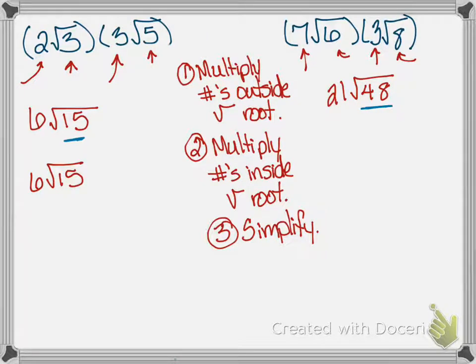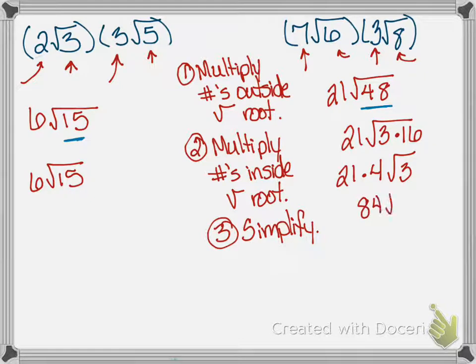They think the greatest perfect square factor in 48 is 4. Okay? It is not 4. The biggest perfect square factor in 48 is 16. Okay? So I have 3 times 16. That's my biggest perfect square factor, is the 16. Okay? What's the square root of 16? 4. So I have 21 times 4 on the square root of 3. 21 times 4 is 84.